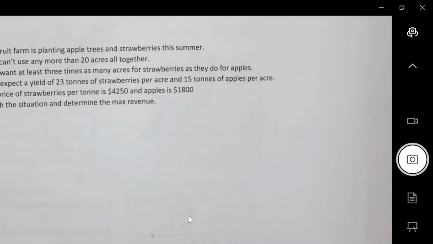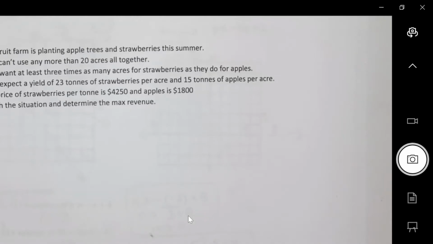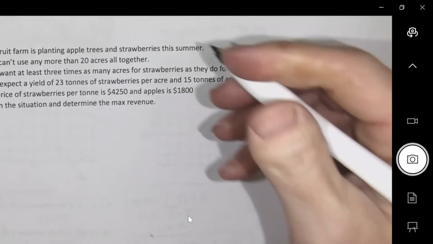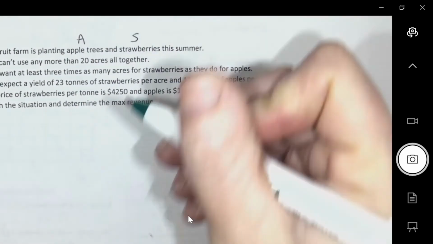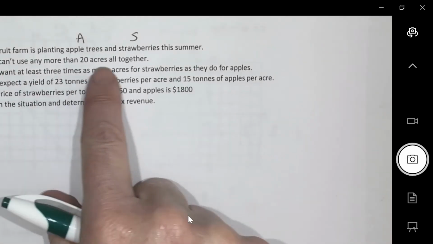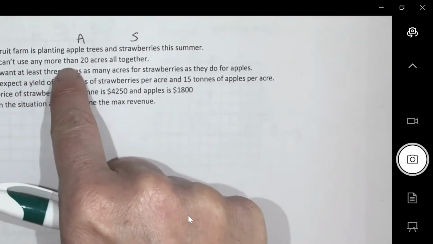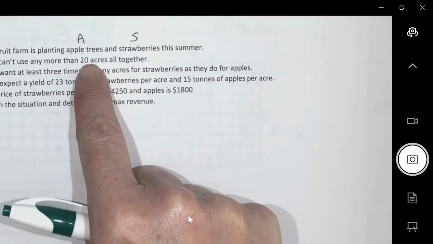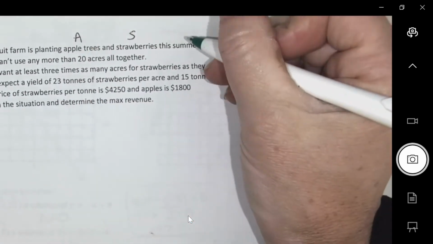Okay, a fruit farm is planting apple trees and strawberries. They can't have any more than 20 acres altogether. So let's go with an A and an S for our variables. Okay, ready? I'm going to write something for this. They can't use any more than 20 acres. So what are we going to write?